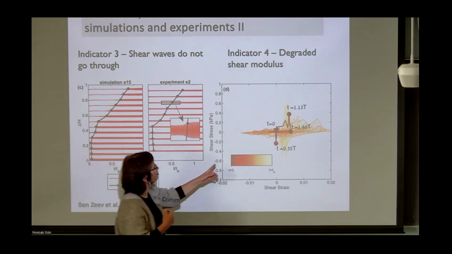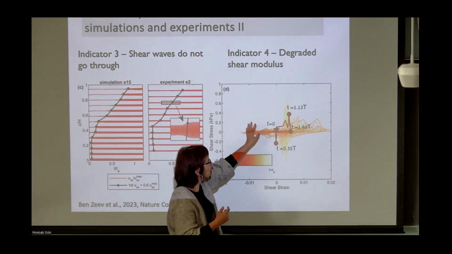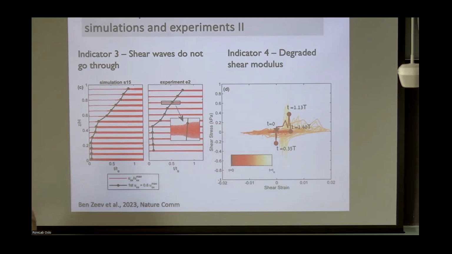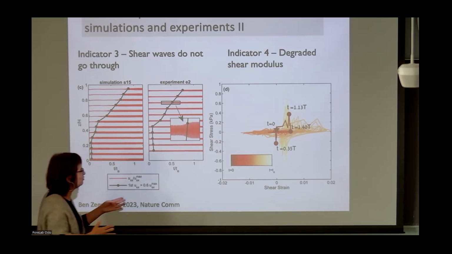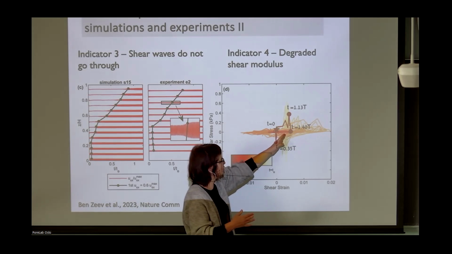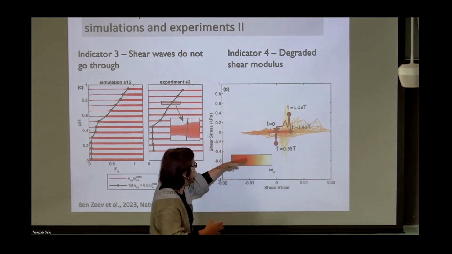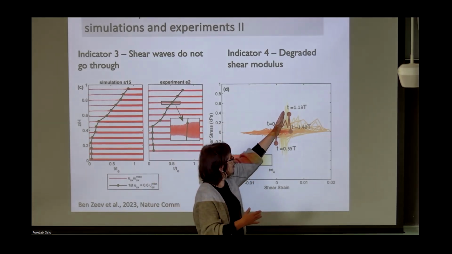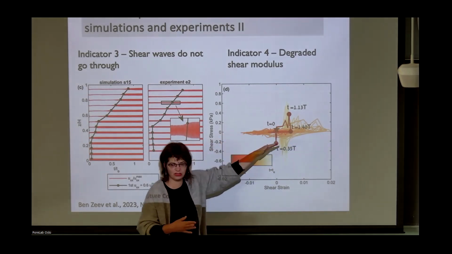And indicator number 4 for liquefaction. All these indicators are because we needed to convince the engineers that this is liquefaction, because they didn't believe us that actually all the measurements that we're showing are indicating liquefaction. So we had to go through a list of things that show. And one is loss of shear modulus. This is in the simulations. So initially, this is the stress versus the shear strength. Initially, it's steep, and then you can go to huge strains with no stress.